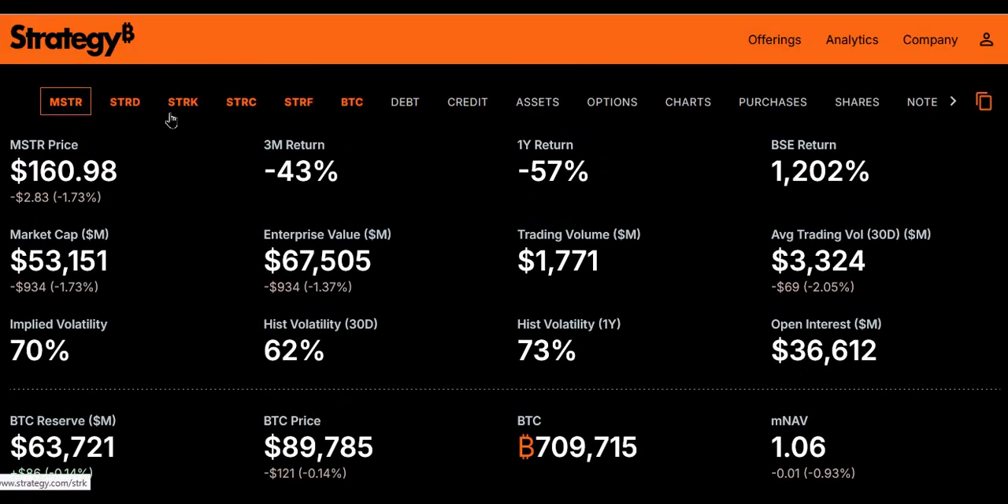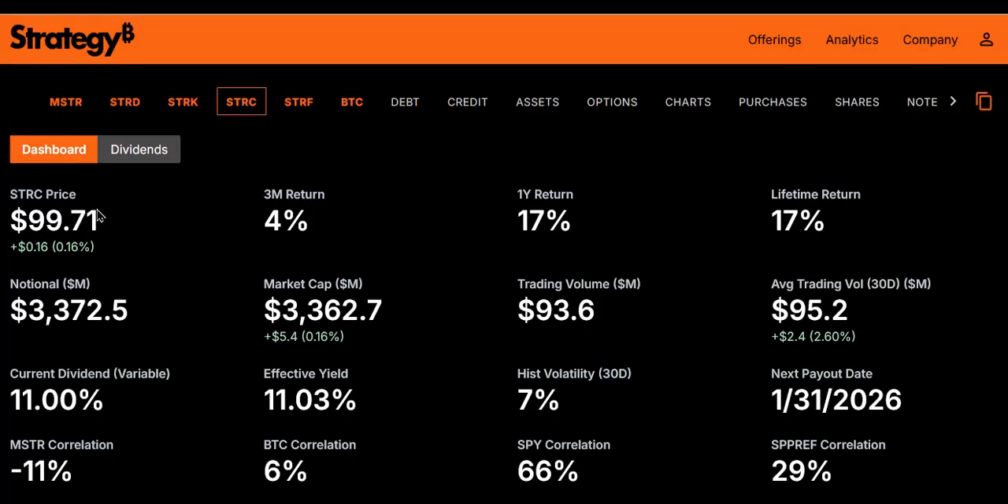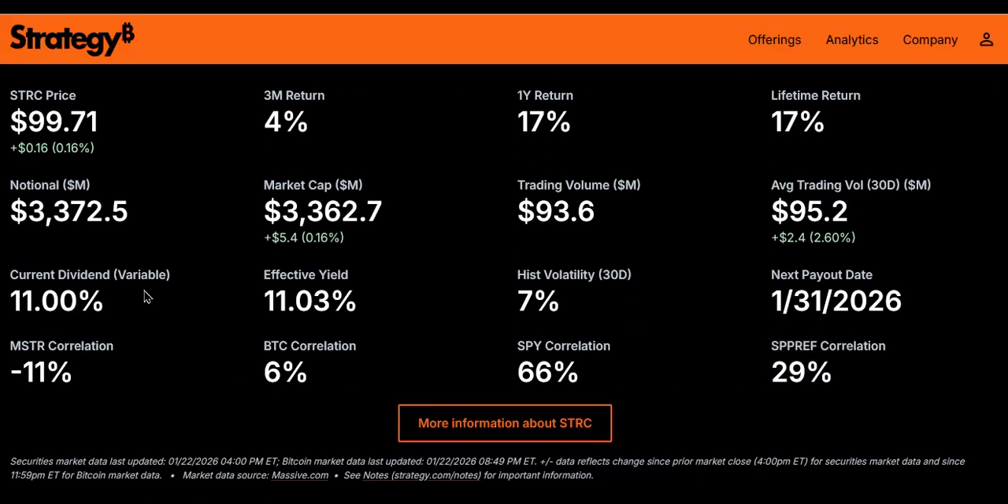So some of these dividends are on Strategy's preferred stocks. For example, it has three different preferred stocks: STRD, STRK, and STRC. Let's take one of them and take a look at it. This is the information. It's trading at 99.71, and it has a market cap of $33 billion. It is a very good chart. It is preferred stock. It pays dividends. Bitcoin correlation is there. The current dividend yield is 11%. So if you own this stock, which trades like a stock, you get paid a dividend from it. So this is how it is.